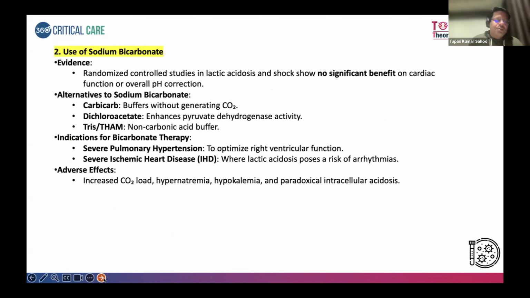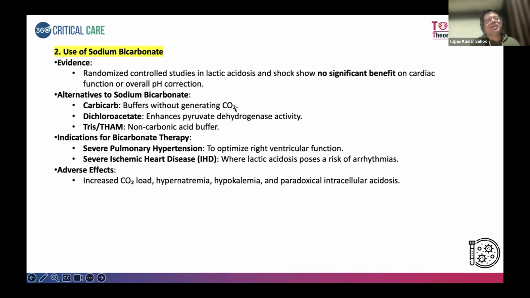Then there are certain treatment methods like use of sodium bicarbonate, but as per all the randomized control studies in lactic acidosis and shock, they didn't have any significant benefit on the cardiac function or overall pH correction. But you can always target sodium bicarbonate to decrease the lactate level, and the alternatives to sodium bicarbonate are carbicarb, dichloroacetate, or tris or THAM. So these are the buffers.